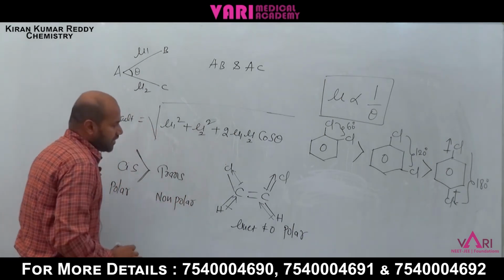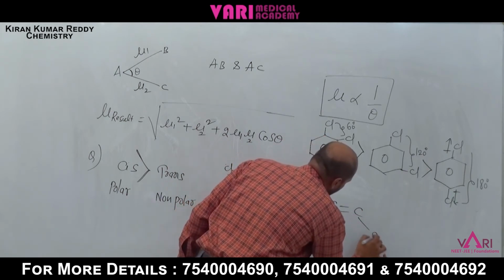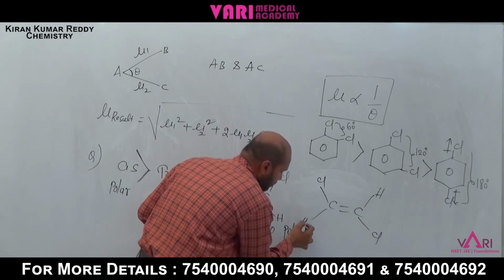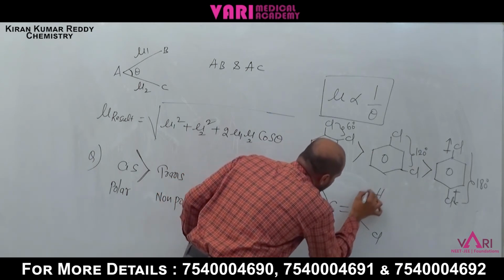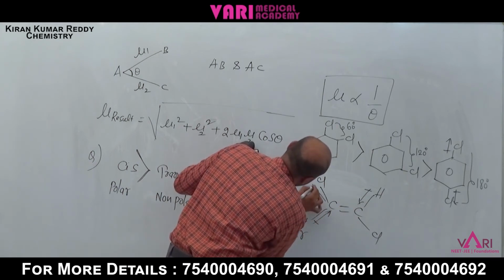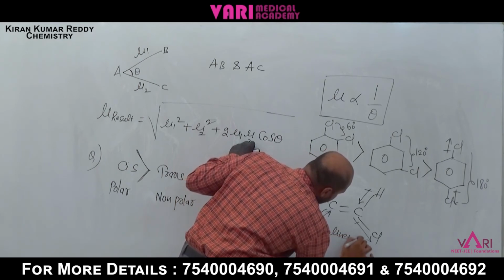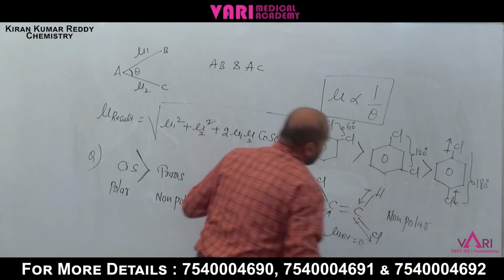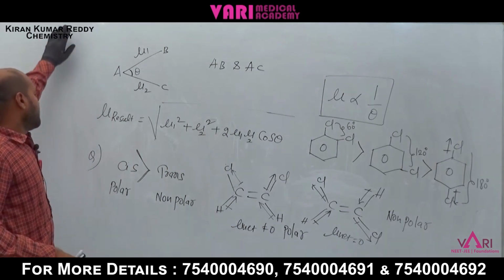Trans is non-polar. If you take C double bond C, here is chlorine, here also chlorine on the opposite side, here is one hydrogen, here also one hydrogen. Now the dipole moment goes from less electronegative to more electronegative, here also. Their opposite direction vectors are cancelling. Now mu net is equal to 0. Now trans is a non-polar molecule. These are the examples of dipole moment.